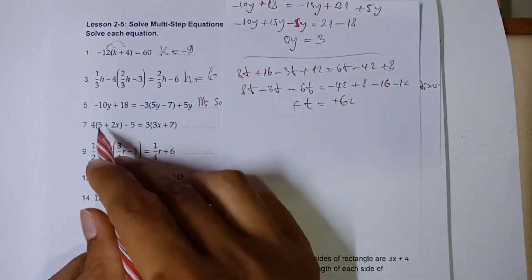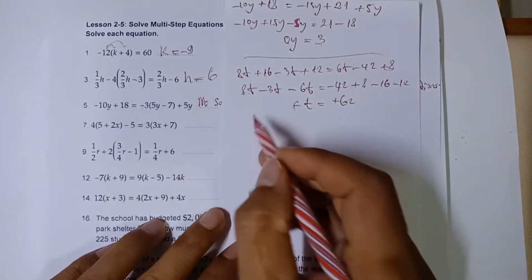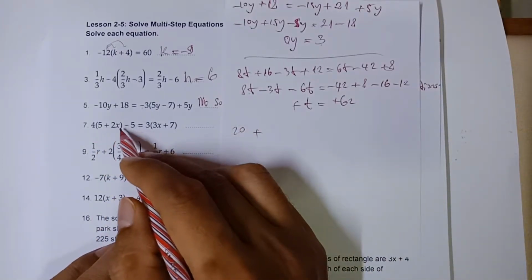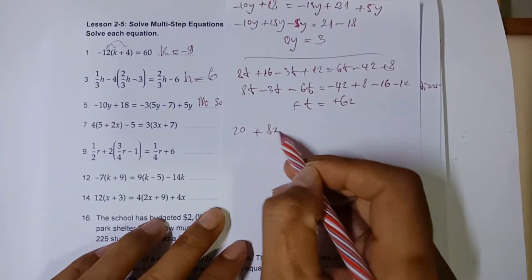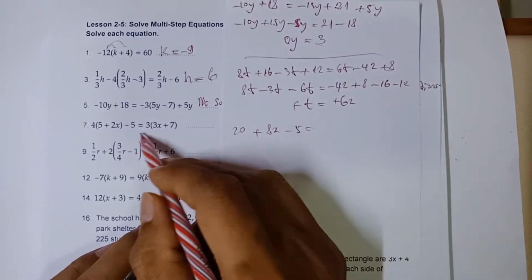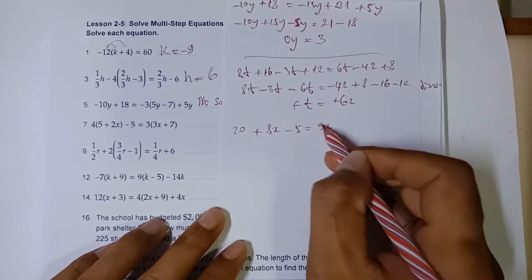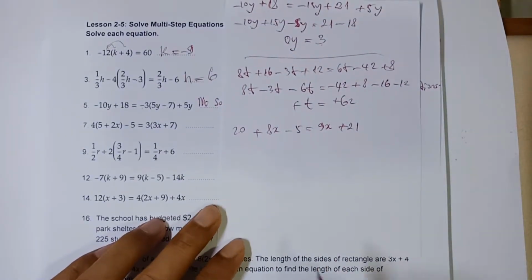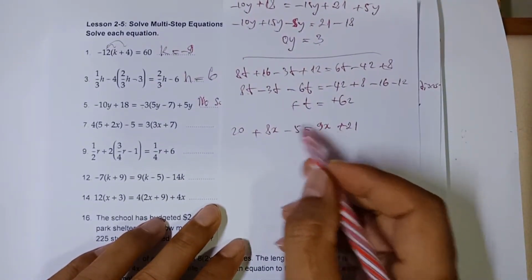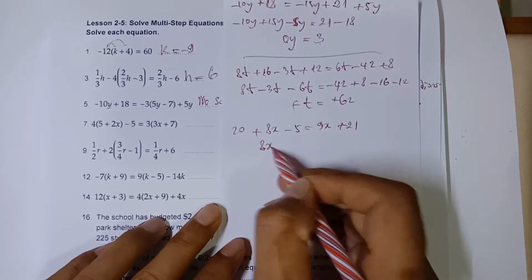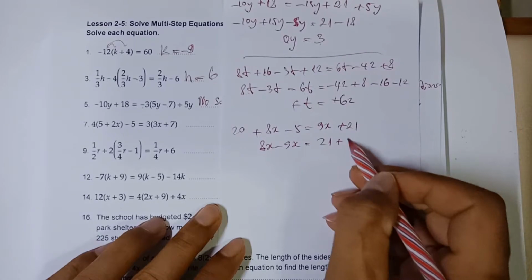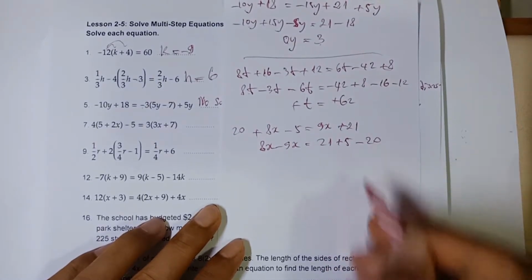Number 7, you multiply it together, the same idea. You have 4 times 5, you got 20, and then plus 4 times 2, you got 8x, minus 5 equal to 3 times 3, which is 9x, and then 3 times 7, which is plus 21. So let's combine all of this together. You have 8x minus 9x equal to 21 plus 5 minus 20.